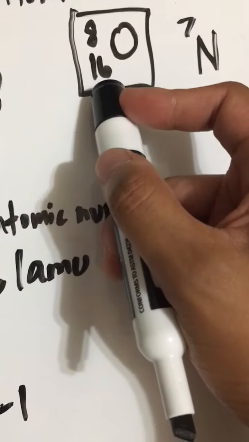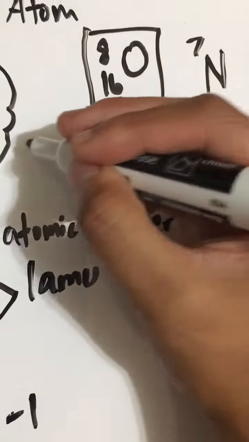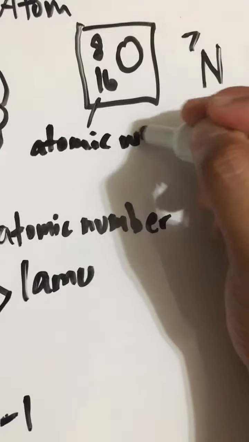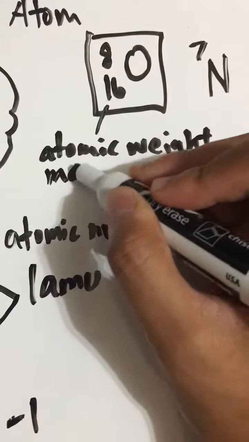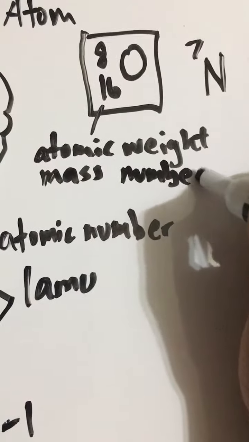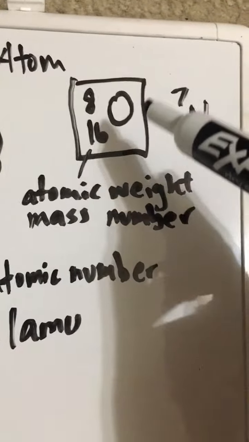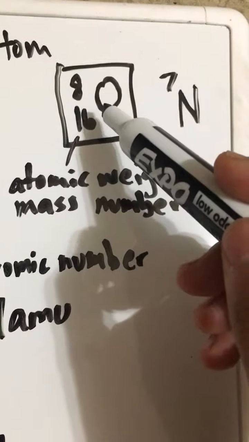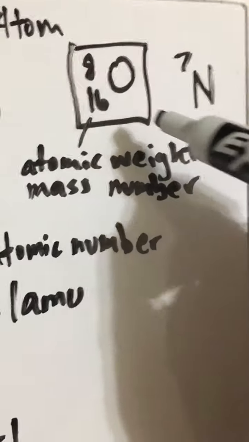this number right here, that is called the atomic weight. Or it can also be called the mass number. These are two terms for the same meaning. It's just the weight of one atom of a certain element. So this oxygen has 16 AMU of weight in one atom.